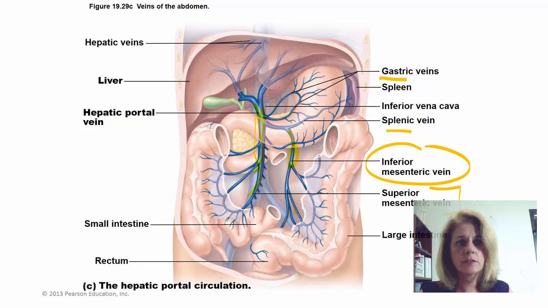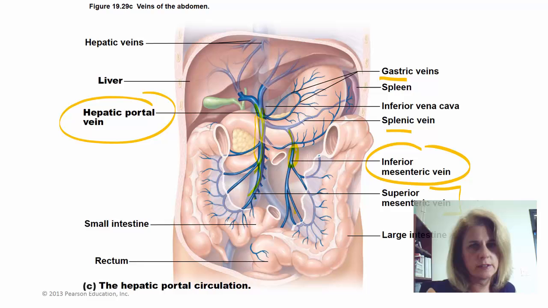We've talked about how the spleen filters out red blood cells, part of your immune system. And we're going to talk about how the kidney filters blood to form urine. Well, the liver filters all the blood that's returning from the stomach and the spleen and the large and small intestine. So you want to filter that first through the liver before you send it to the inferior vena cava and to the heart. And so we have something called the hepatic portal system.